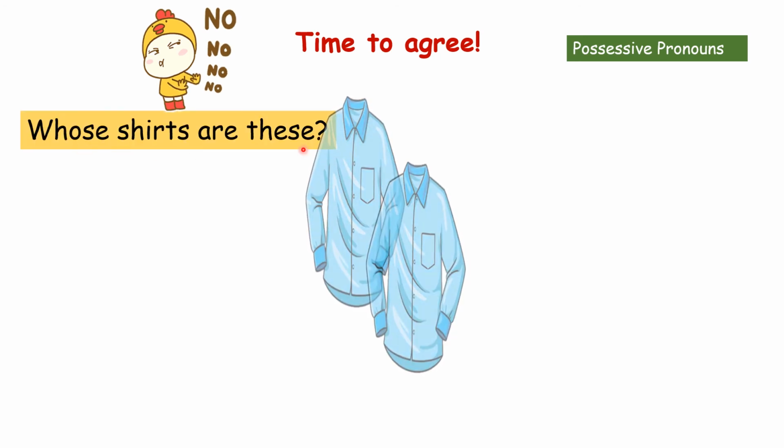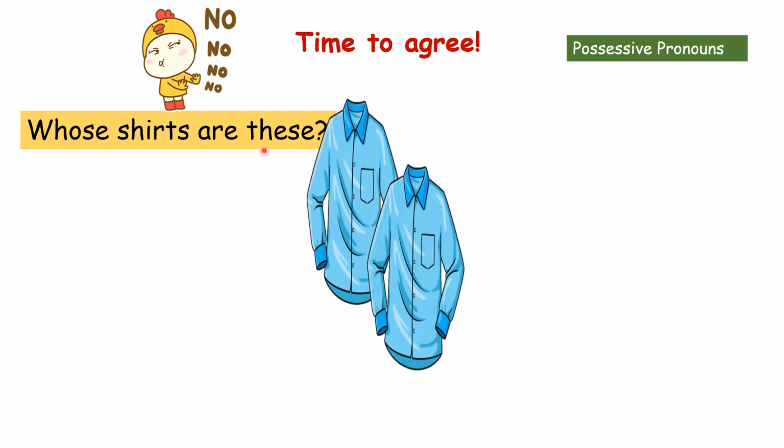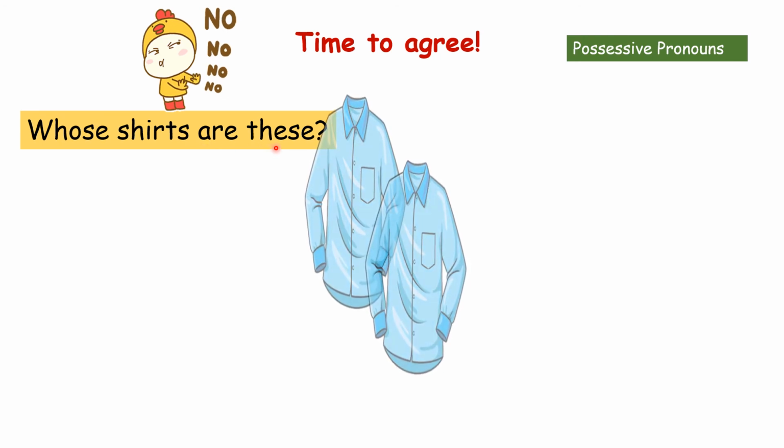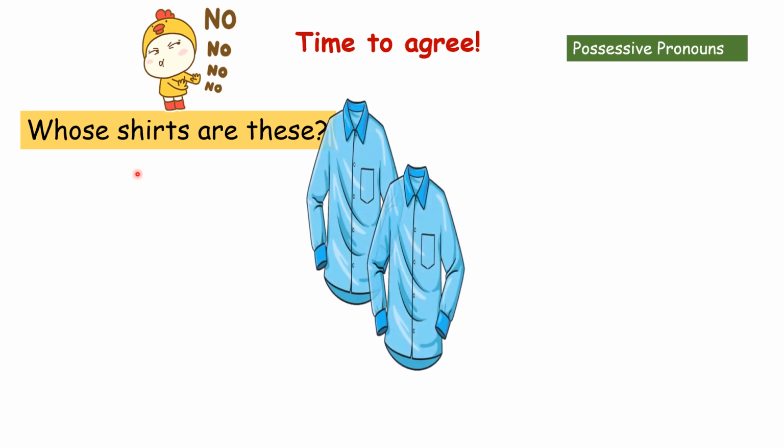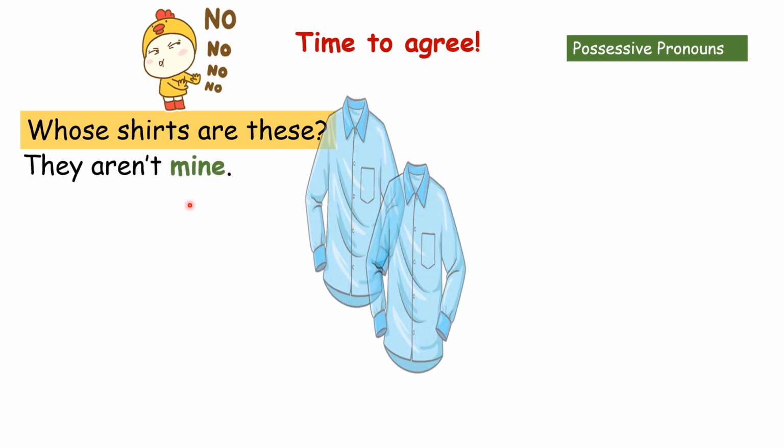The question goes, whose shirt are these? Now look, we're using "are these." When we're using "are these," we're asking about many things or more than one. Alright, so how to disagree to the ownership? We may answer by saying, "They aren't mine." Remember, aren't stands for the words are not.